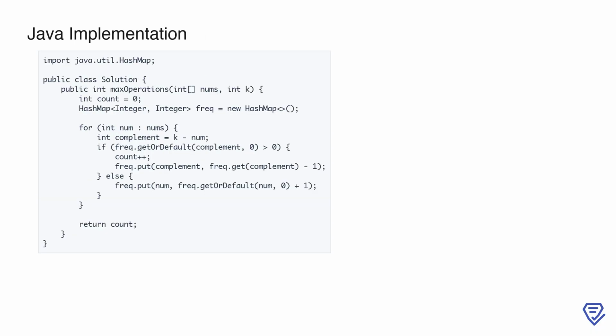This is the Java implementation of the LeetCode problem Max Number of K-Sum Pairs, number 1679. The logic mirrors the Python implementation, using Java's HashMap to track the frequencies of numbers. The main differences include explicit type declarations and the use of Java-specific methods such as getOrDefault for handling default values in the HashMap. The solution iterates through the array, checking for complements and updating the frequency map as needed. This approach ensures the solution is efficient while maintaining readability.